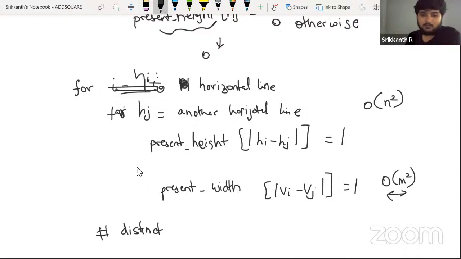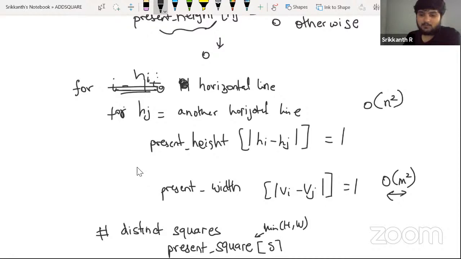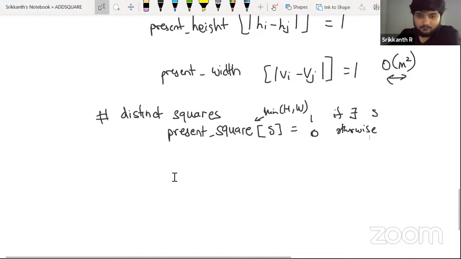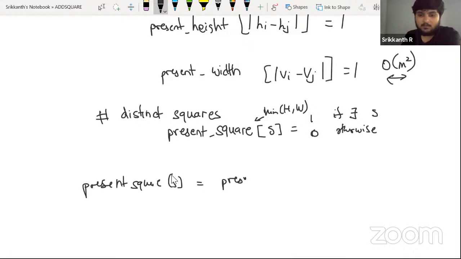Let's call that present square array, of size minimum of H comma W. Present square of s will be 1 if there exists a square with size s and 0 otherwise. How do you calculate present square of s? Well, for each height and width, present square of s equals present height of s and present width of s.